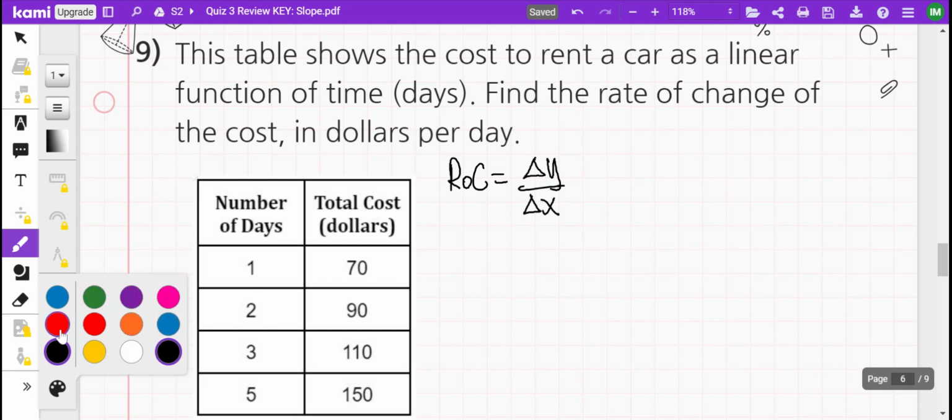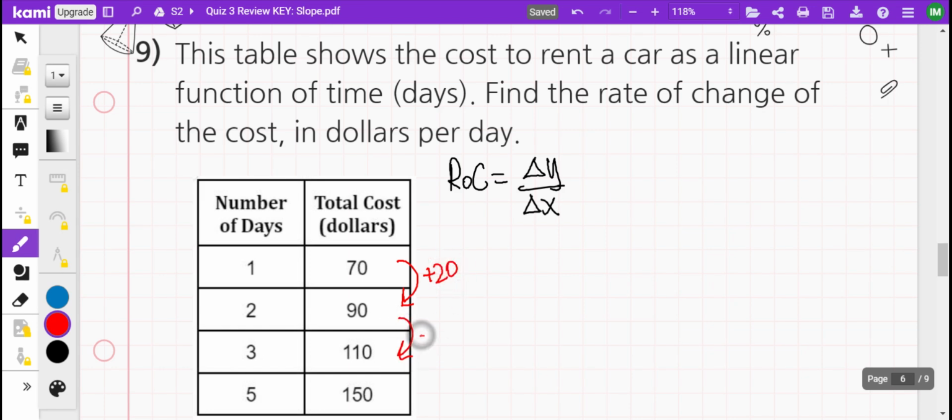So for the change in y first, from 70 to 90, how do I get from 70 to 90? We add 20. How do we get from 90 to 110? We add 20. How do I get from 110 to 150? We add 40.